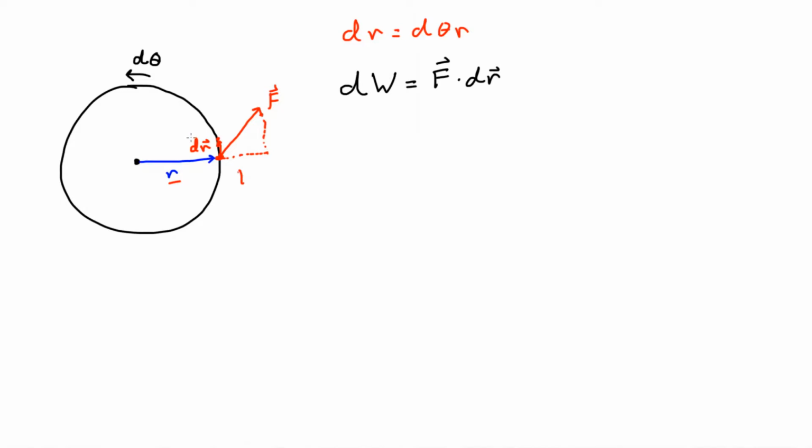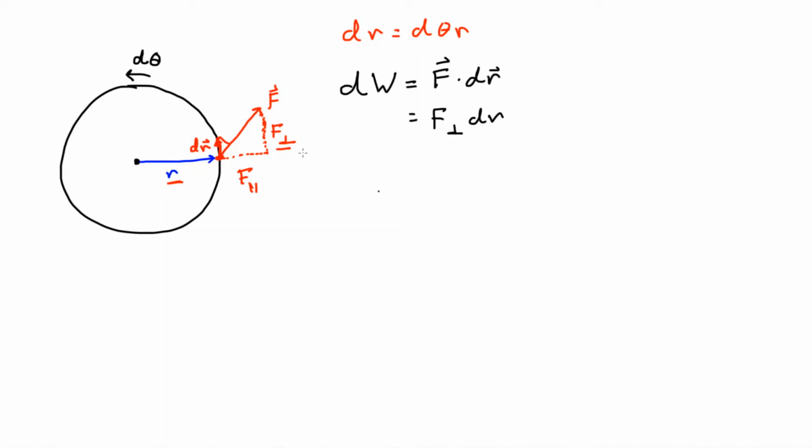I'm going to call this component F parallel, because that's the component that is parallel to r. I'm going to call this component here F perpendicular. Now, the only component that does work as I rotate the wheel in this direction is this F perpendicular component. When I take the dot product, only the component parallel to the displacement, which is perpendicular to the radial direction, does work. So I can write this little bit of work here as F perpendicular times dr. Magnitude of F perpendicular times magnitude of dr.